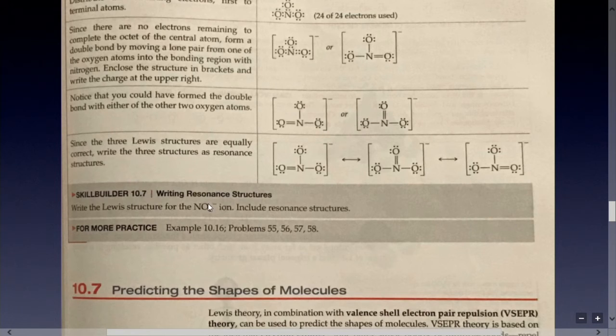You actually have to draw all three. Since all three Lewis structures are equally correct, you literally have to write all three structures. And you put these little arrows saying it's going to go back and forth. It's either going to be like this, or like this, or like this. And so you have to show all three.